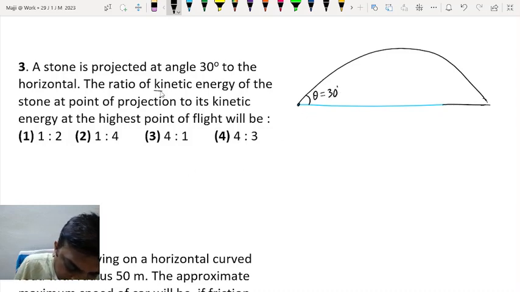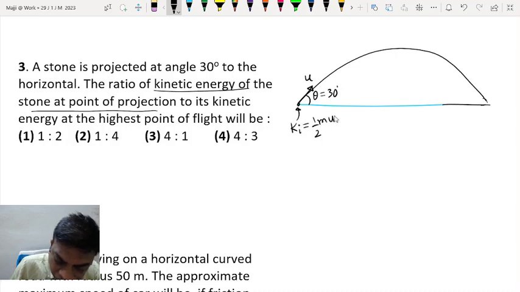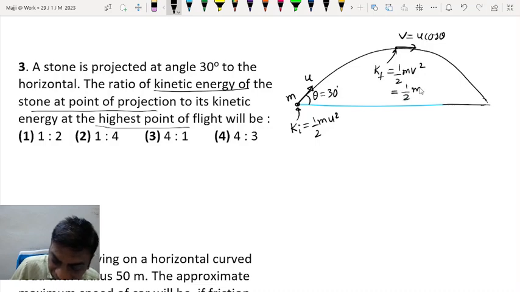The ratio of kinetic energy at the point of projection. Suppose it is projected with the speed u, then the initial kinetic energy will be half m u square, where m is the mass of the projectile. Then the kinetic energy at the highest point. Now at the highest point, only the horizontal component remains. The vertical component has already vanished. So the final kinetic energy will be half m v square, which is half m u square cos square theta.